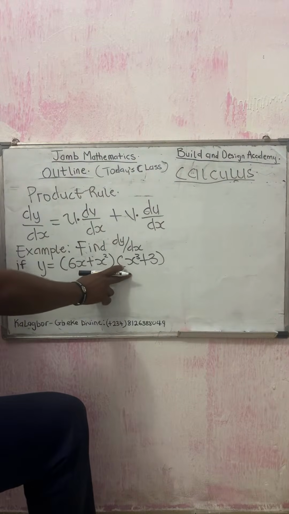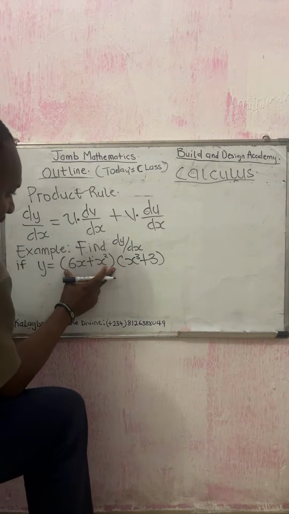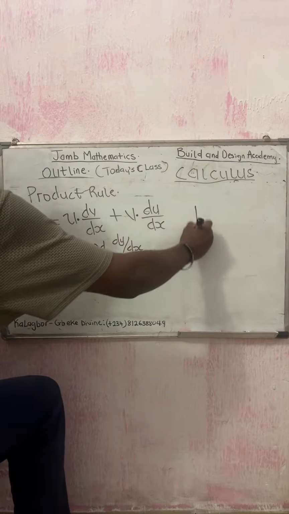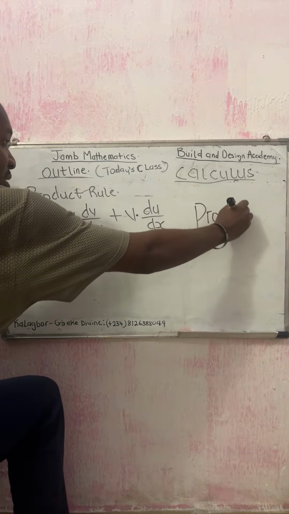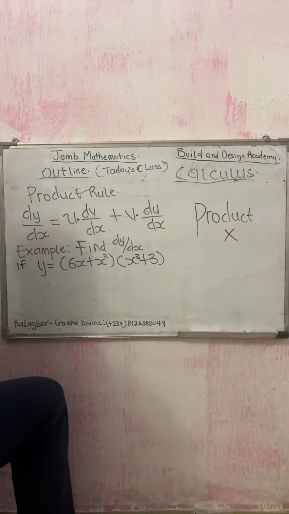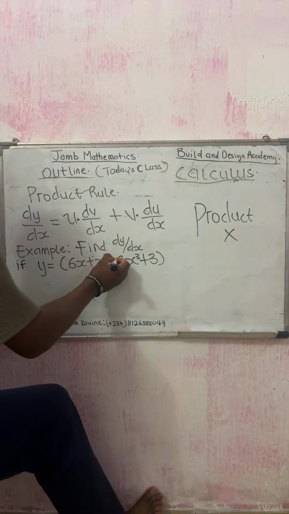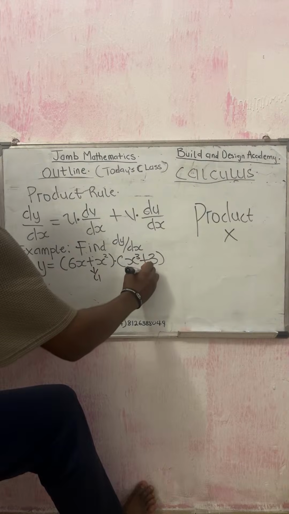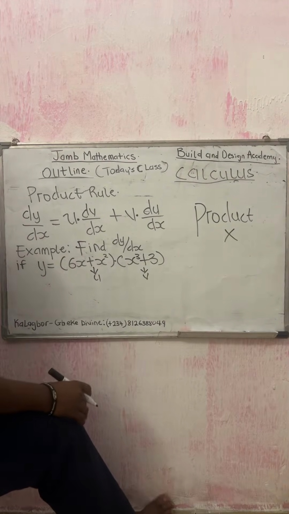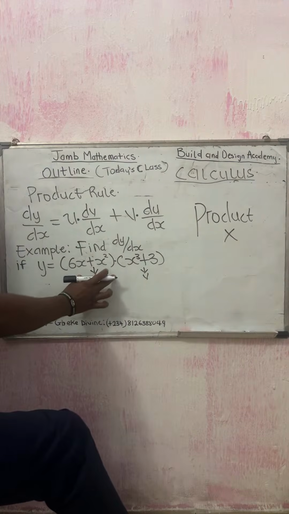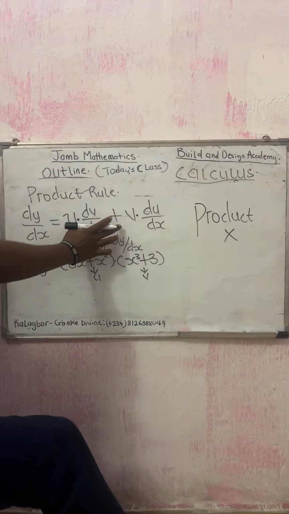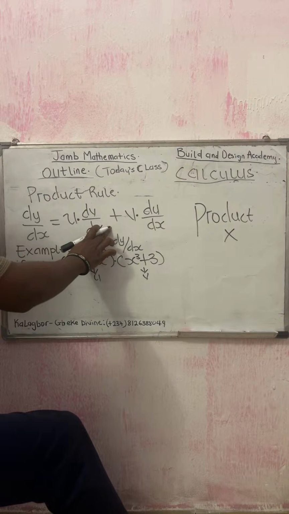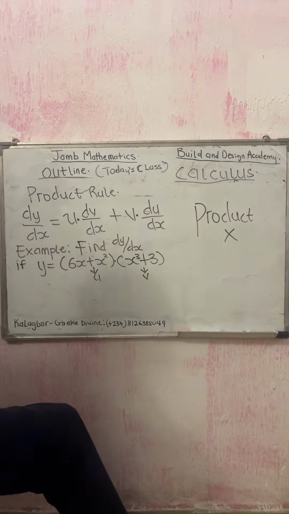But now looking at this function, we know that everything in this bracket is multiplying everything in this bracket. And we know that product simply means multiplication. So if they tell us to multiply these two, we'll take the first one as u and we'll take the second one as v. So now we have this one as u and this as v, and we have our product rule formula as this: dy over dx is equal to u dv over dx plus v du over dx.